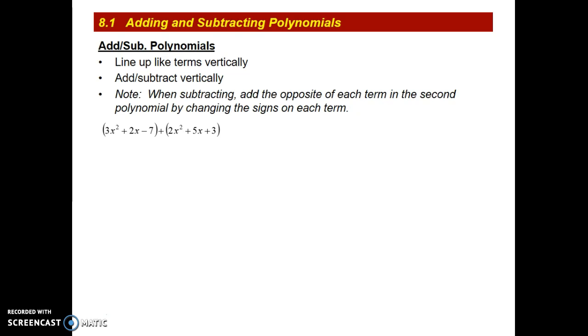We have two trinomials, 3x squared plus 2x minus 7, and we're going to add 2x squared plus 5x plus 3 to that. So the first thing we want to do is line up our like terms vertically. Then we're just going to add vertically, 3x squared plus 2x squared, 2x plus 5x, and negative 7 plus 3. And we see that we end up with 5x squared plus 7x minus 4.